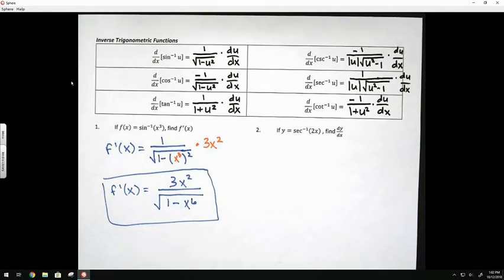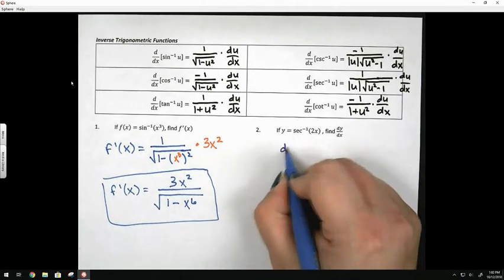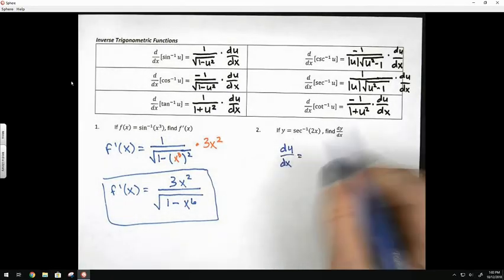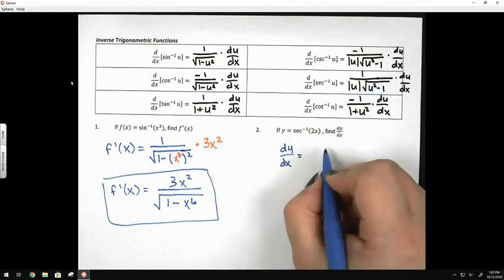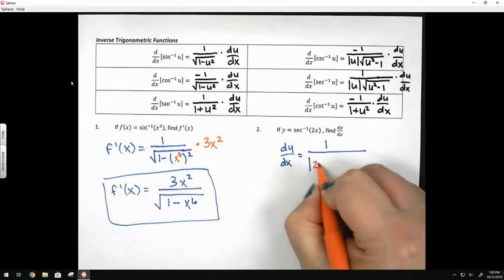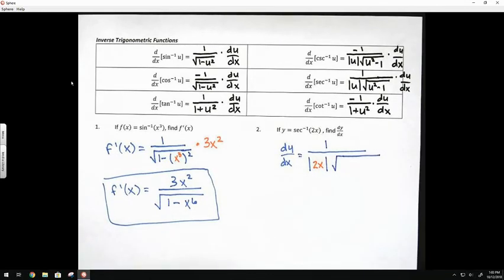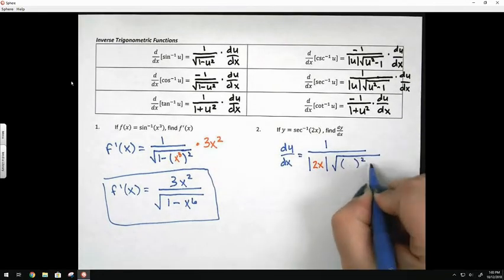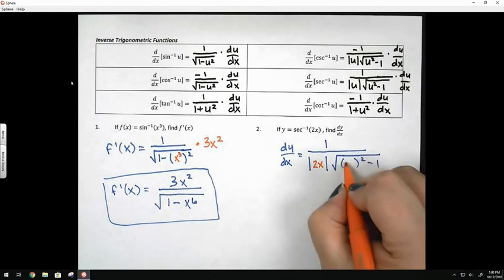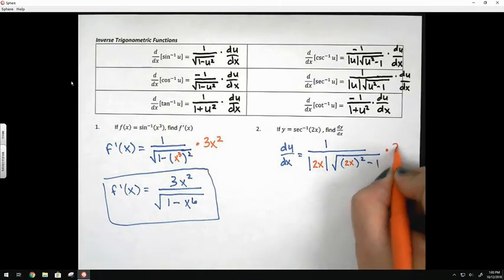Then we've got one more. We've got the secant inverse of 2x. So dy/dx. Secant inverse is this one right here. So 1 over the absolute value of u, so that's 2x, times the square root of u squared minus 1. And again, u is 2x because that's what's inside our secant inverse function. And then we're going to have to multiply by du/dx. So the derivative of 2x is just 2.